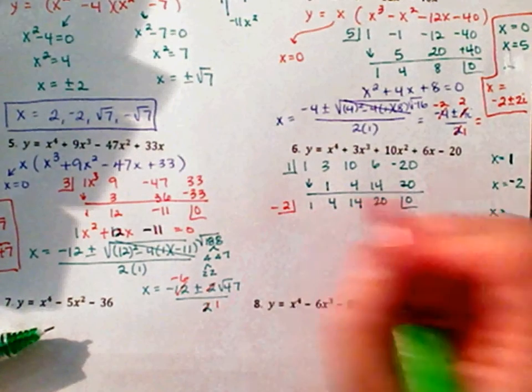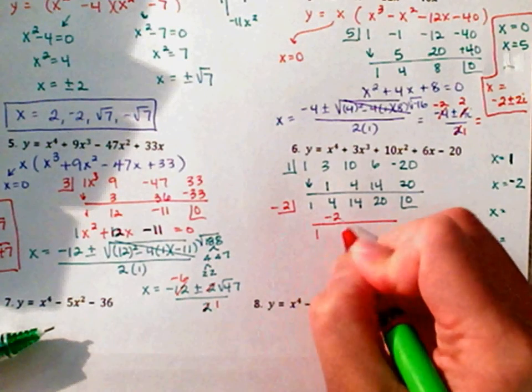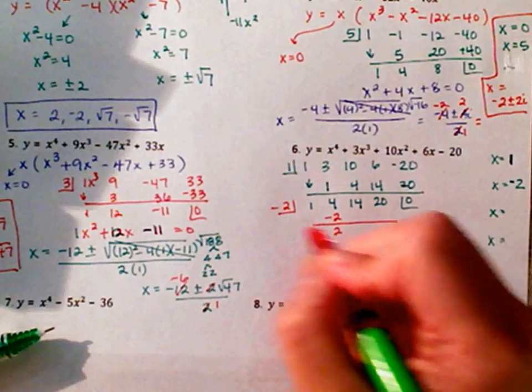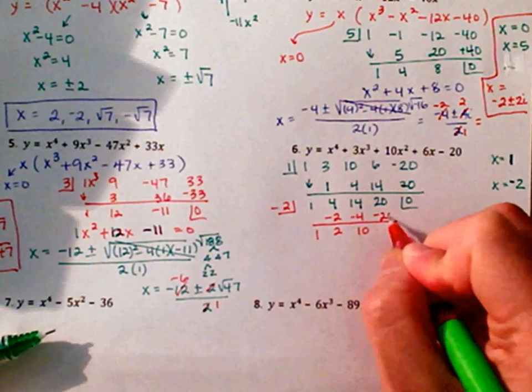Synthetic division. Bring down your 1. 1 times negative 2 is negative 2. That leaves you 2. 2 times negative 2 is negative 4. That leaves you 10. 10 times negative 2 is negative 20. And there's your 0 remainder.